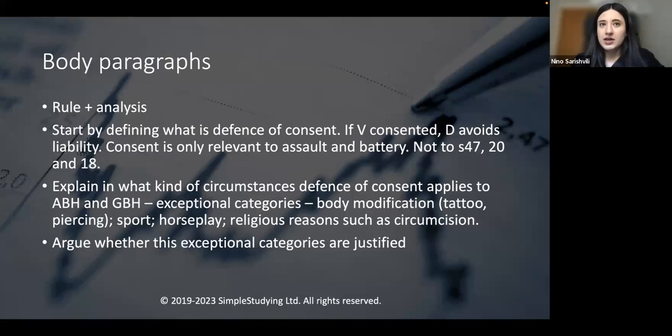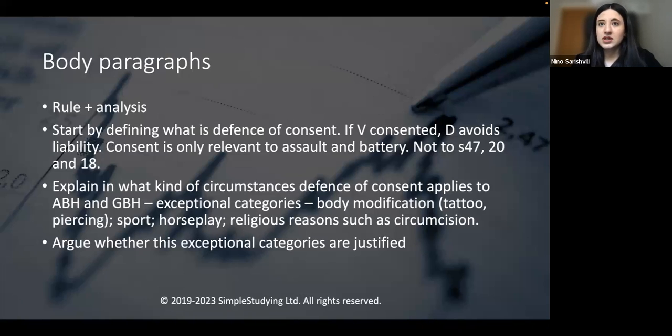However, as a general rule, it does not apply to Section 47, Section 20, and Section 18, because those are more serious offenses, and the court is reluctant to accept defense of consent for serious bodily harm. However, there are exceptional categories. For example, body modification, tattoo, and piercing. Those are recognized exceptions, and defense of consent applies.